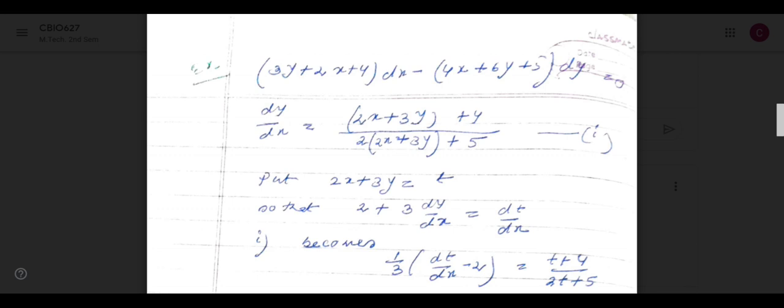So in case 2, what do we have to do? We are getting dy/dx = (2x + 3y + 4) / (2(2x + 3y) + 5). So 2x + 3y is the common factor in numerator and denominator. So consider 2x + 3y equal to t. Now follow the same steps. Differentiate with respect to x: 2 times 1 plus 3 dy/dx equals dt/dx.